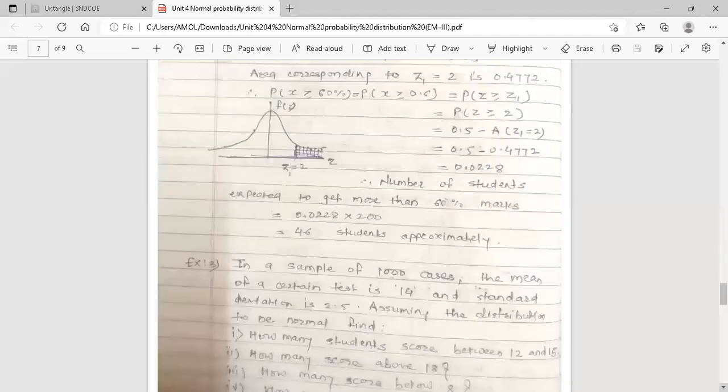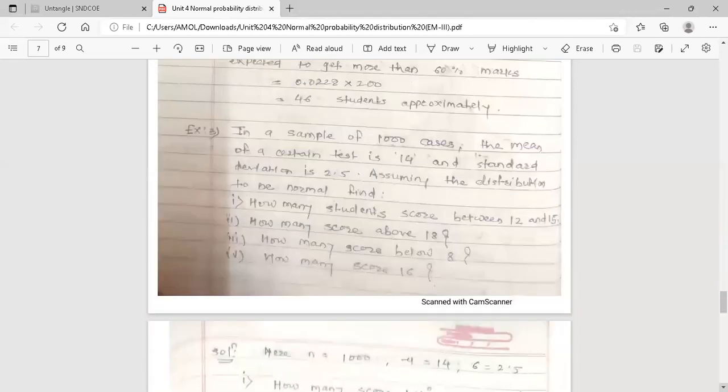This is your answer. Now, the next example is here. In a sample of 1000 cases, the mean of a certain test is 14 and standard deviation is 2.5. Assuming the distribution to be normal, find how many students score between 12 and 15. How many score above 18? How many score below 8? And how many score exactly 16? There are four sub questions in question number 3.